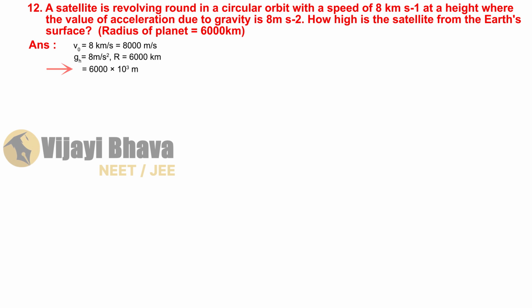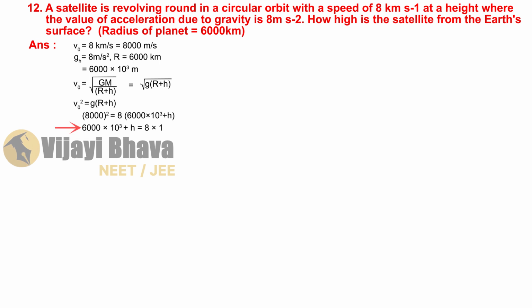Now orbital velocity at a given height V0 is given by root of GM by (r + h), which is equal to square root of g into (r + h). Otherwise V0 square is equal to g into (r + h). Substituting the given data, 8000 square is equal to 8 into (6000 into 10 power 3 + h). So, 6000 into 10 power 3 + h is equal to 8 into 10 power 6. We had squared 8000 here.